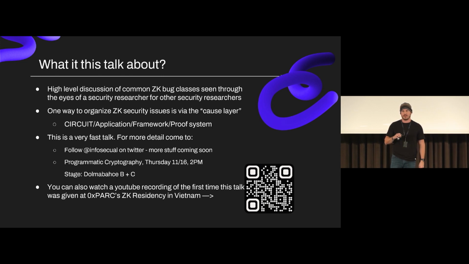We will be talking a little bit more about the different root layers of bugs, and we'll release some material later. But this one specifically focuses on circuits, and we've identified application framework and the proving system as other layers where we can see problems.